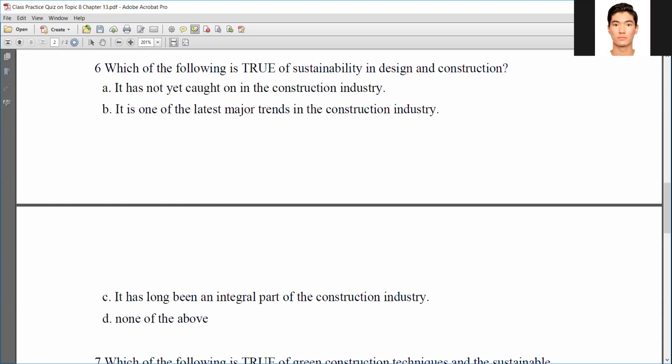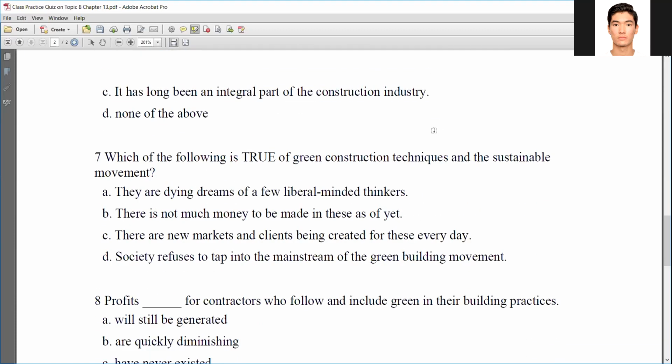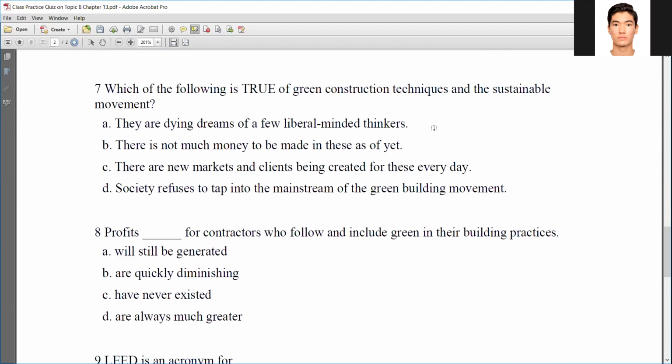Choice A was it has not yet caught on in the construction industry. And choice C was it has long been an integral part of the construction industry. So I think the most appropriate answer is it is one of the latest major trends in the construction industry. Okay, number 7.